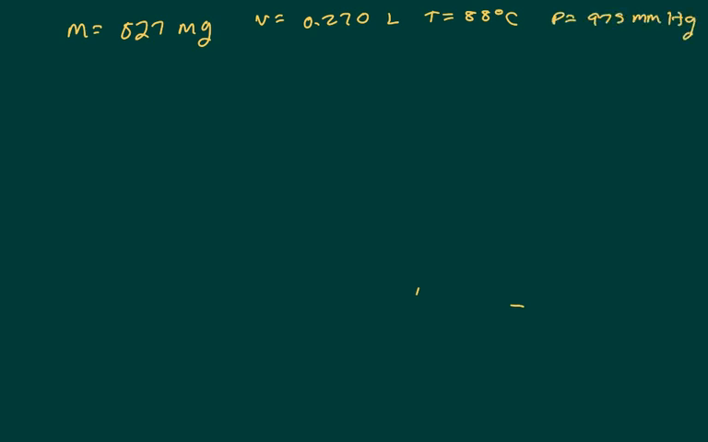Alright, go ahead and try this next example. A sample of a gas has a mass of 827 milligrams, and a volume of 0.270 liters at a temperature of 88 degrees Celsius and a pressure of 975 millimeters of mercury. And we want to find the molar mass. And the molar mass, of course, is in grams per mole. So we want to use our ideal gas law. So let's write our gas constant here.